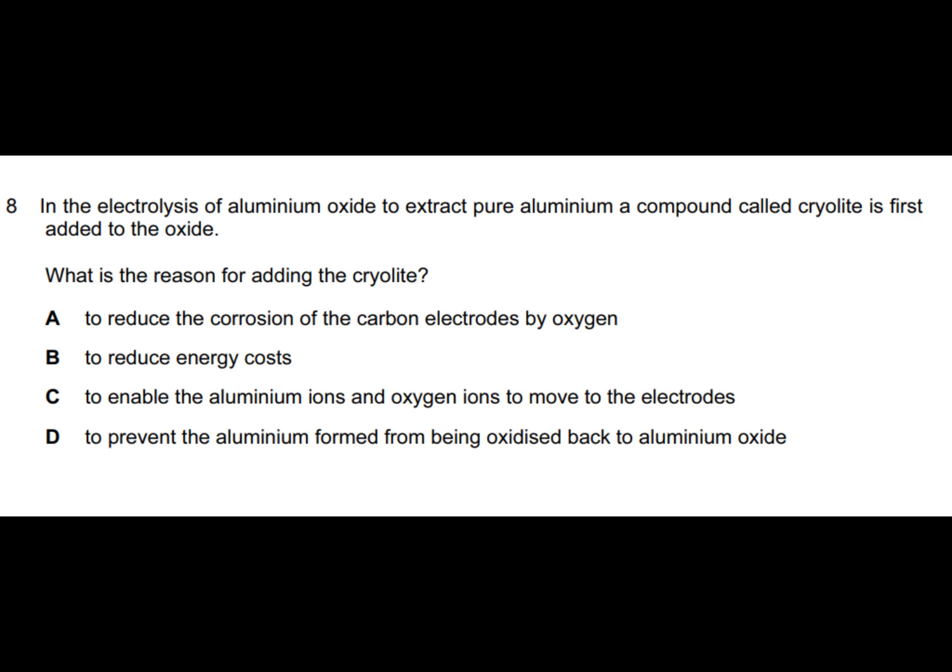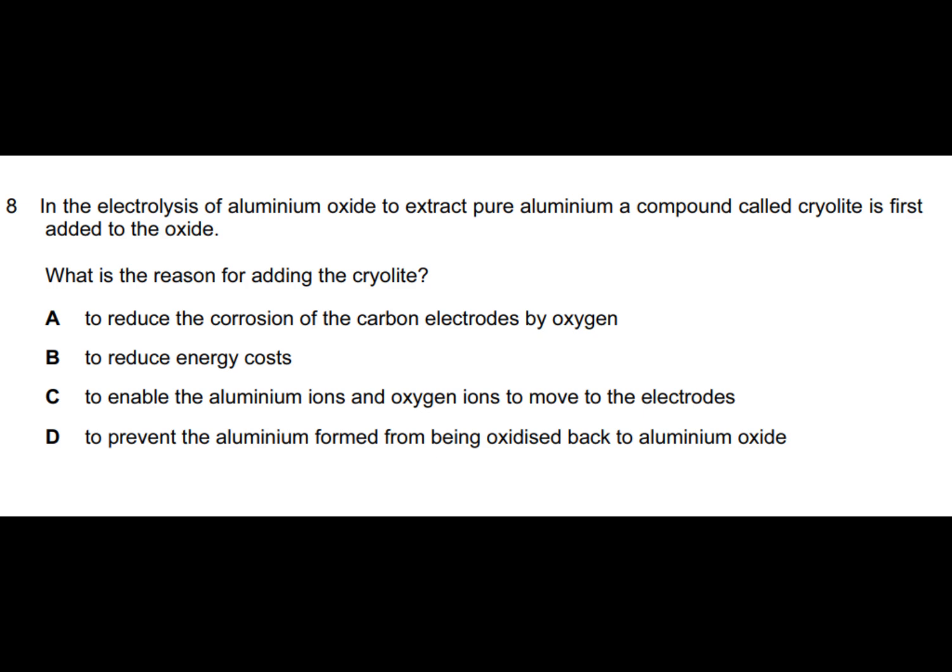So it decreases the melting point of aluminium oxide and we dissolve it in it, so it becomes a solution as well. So there are two reasons: to decrease its melting point, and to dissolve it and convert it into a solution, so the ions are free to conduct electricity. So let's read the options now. A says to reduce the corrosion of the carbon electrode by oxygen. No, not at all. It has nothing to do with the electrodes. Bravo says to reduce energy cost.